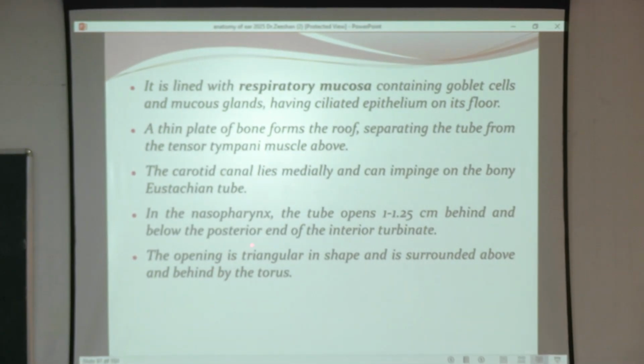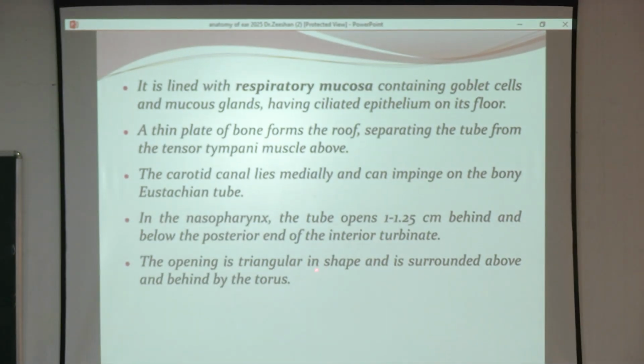This is an MCQ question. कहाँ पे खुलता है ये? ठीक, nasopharynx पे. The opening is triangular in shape and is surrounded above and behind by the torus. What is torus? Go and study today. क्या है torus?